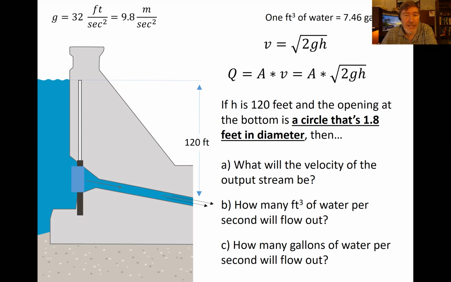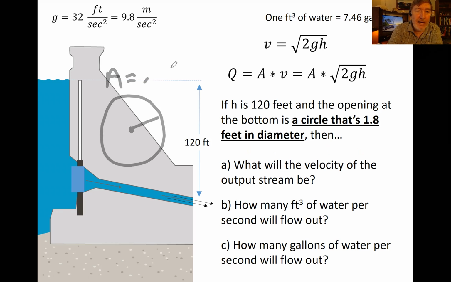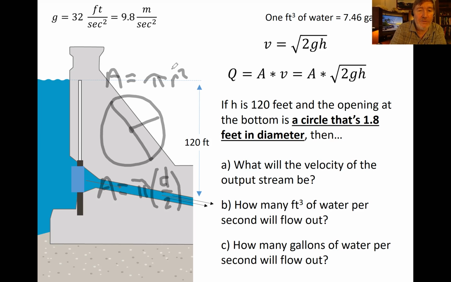if the opening is not a square, if it's a circle, then you're going to need to know how to calculate the area of a circle. But I trust you can do that, right? Hopefully you know that the area of a circle is pi times the radius squared. A lot of times they don't tell you the radius; they tell you the diameter. In that case, the area is equal to pi times the radius, which is the diameter divided by 2, squared.